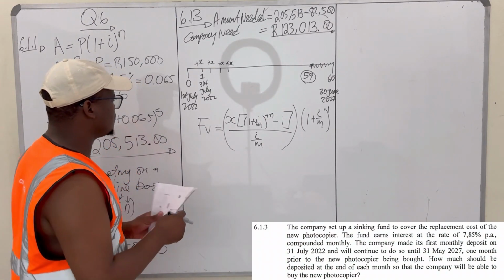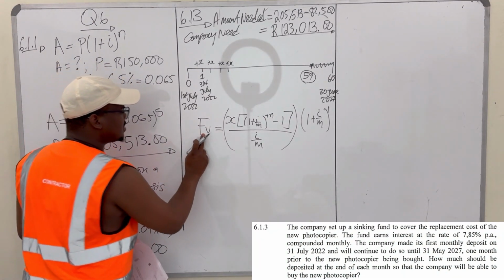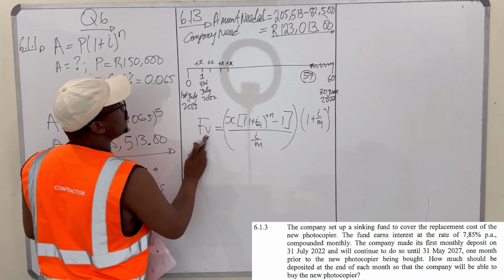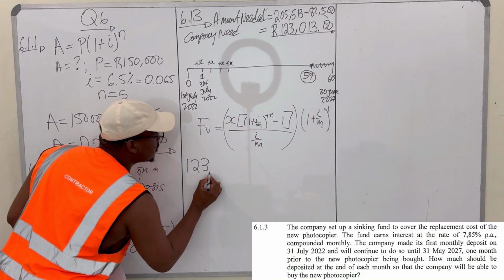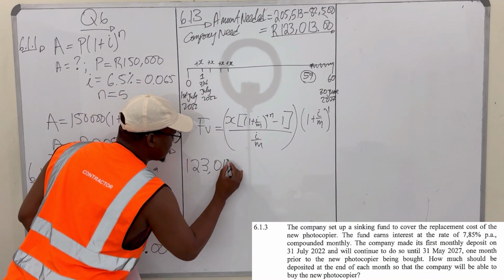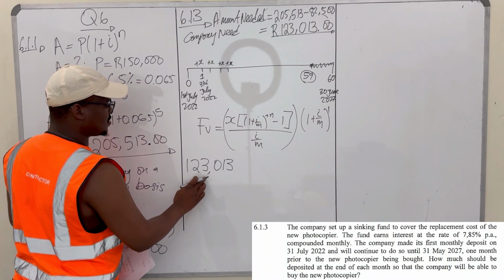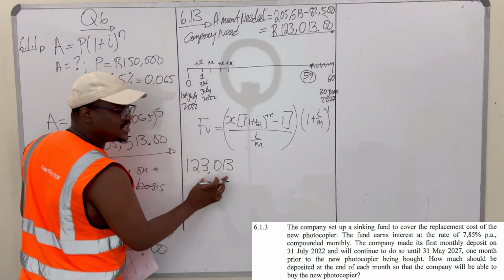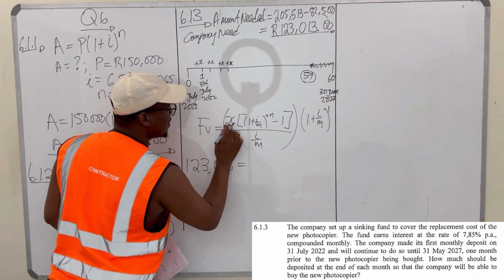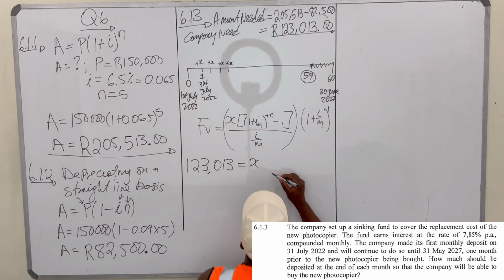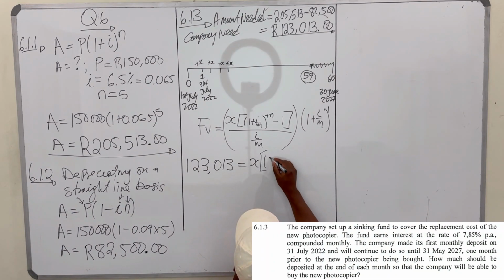So from here, just substitute your stuff. What is this? This is the amount that you need there, which is 123,013 rand, which is the amount that you will need in 5 years time. In 5 years time, is equal to your monthly deposit, which is what you're looking for, times 1 plus 0.0785.